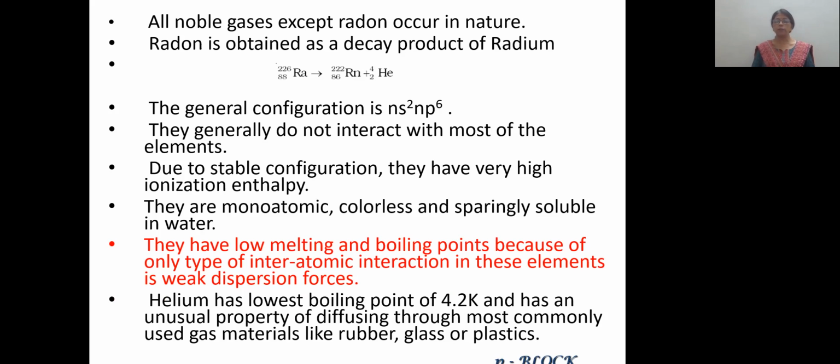I have highlighted this in red ink because it is asked many times in your board exams why the melting and boiling points of the noble gases are low. So your answer should be due to the presence of weak dispersion forces. Helium has the lowest boiling point of 4.2 Kelvin, and it has an unusual property of diffusing through most commonly used materials like rubber, glass, or plastic.